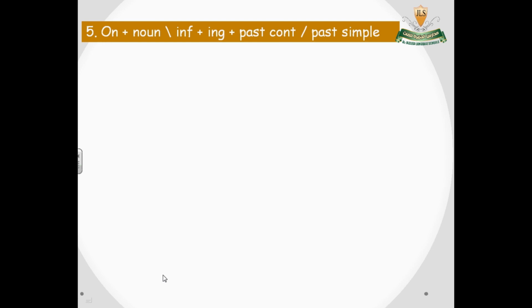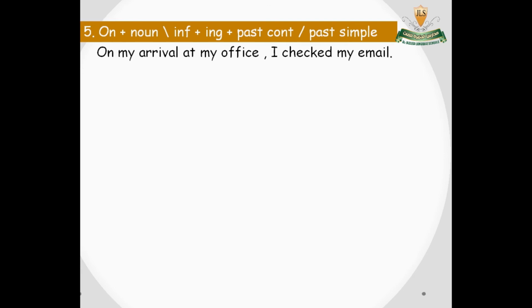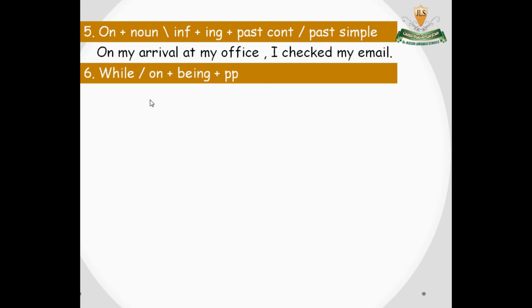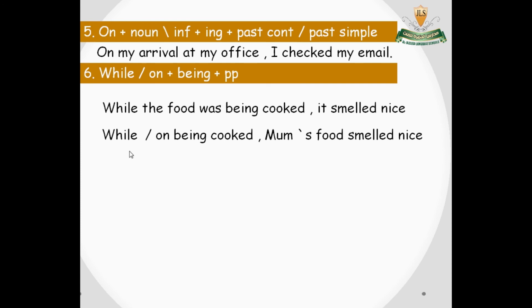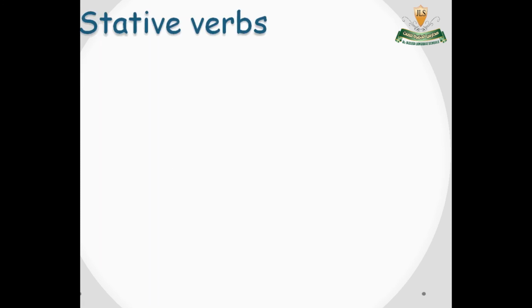On plus noun, infinitive plus ing, past continuous or past simple. For example, on my arrival at my office, I checked my email. While or when being plus past participle. While the food was being cooked, it smelled nice. Or while or when being cooked, Mom's food smelled nice.